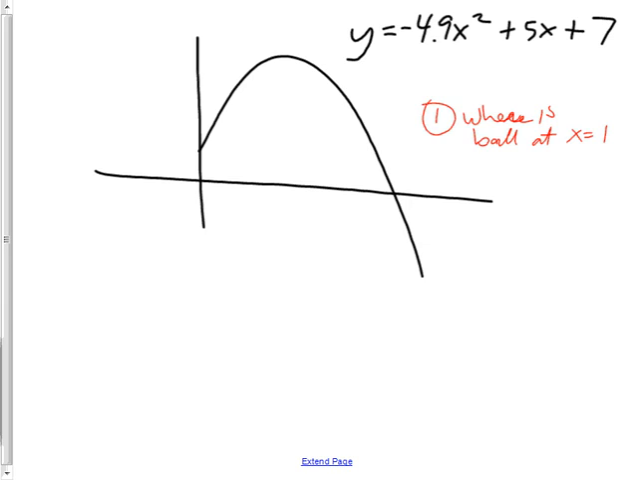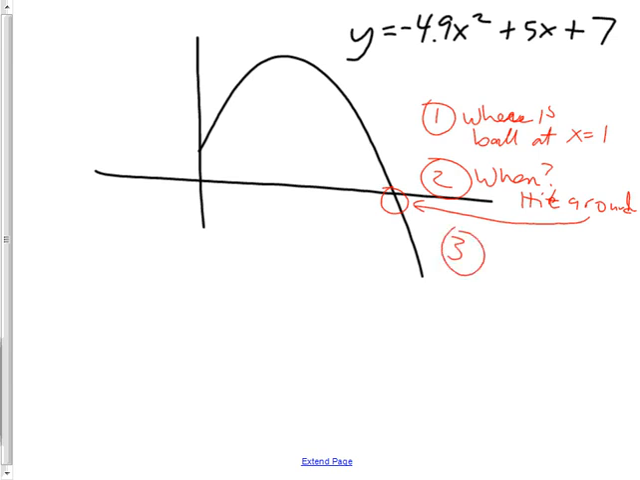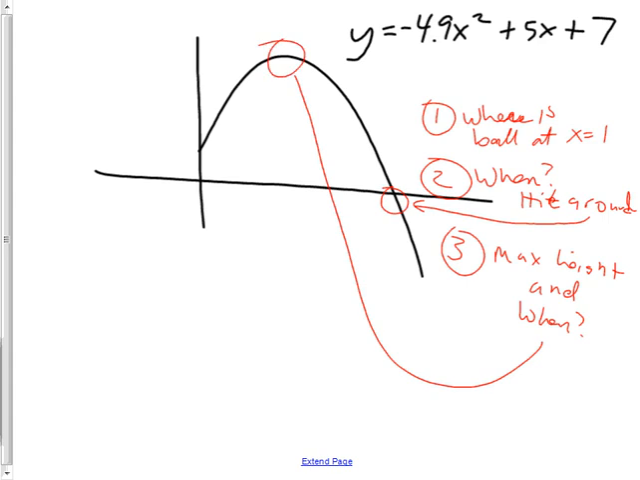Number 2 is not just where is the ball. When does the ball hit the ground? That's another math function. And the third question about it was, what was the highest that it ever went? Its max height. And when did it happen? Basically, that's this spot.